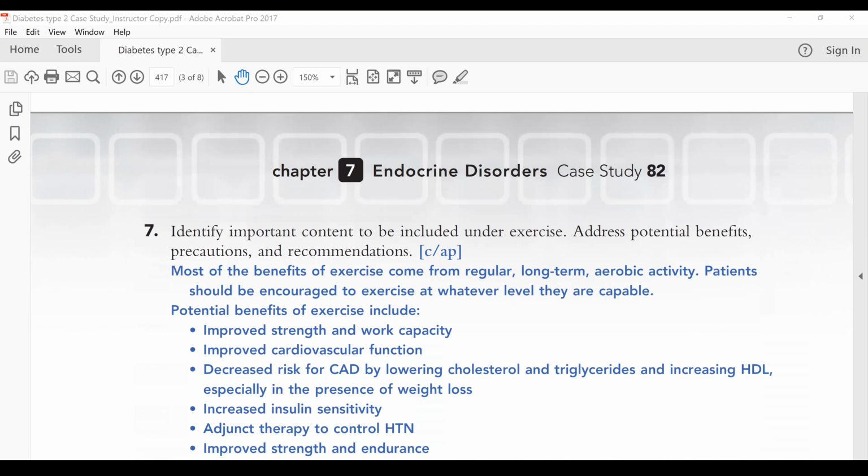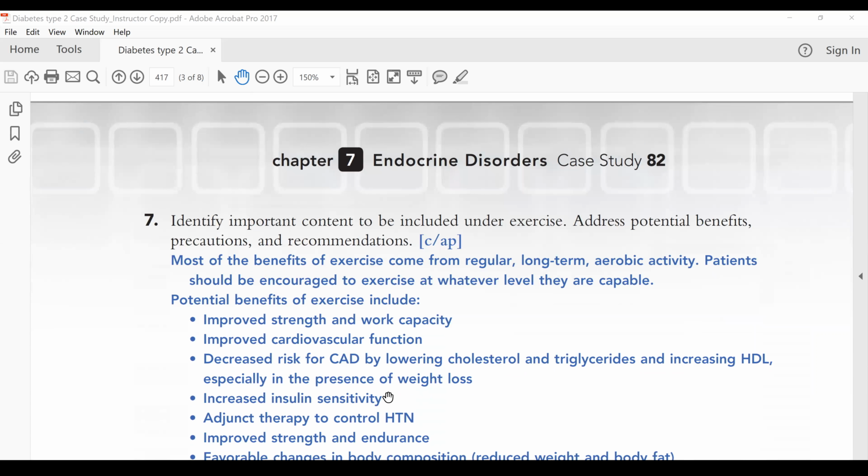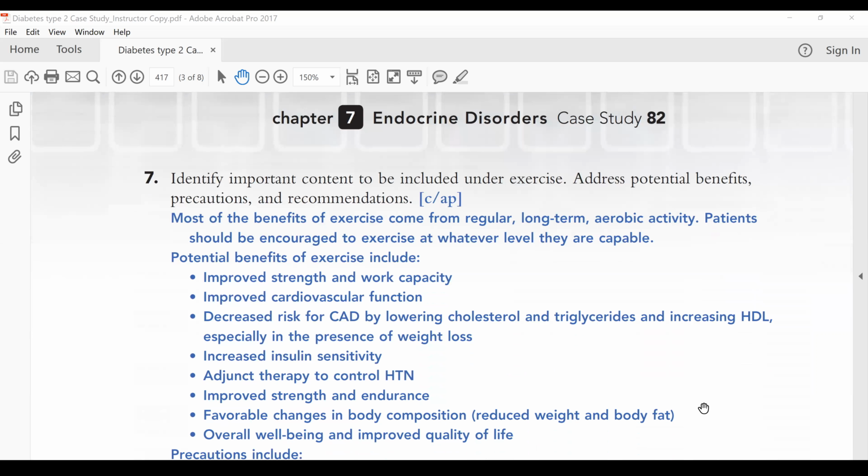Okay. Other therapies to control high blood pressure, like decreased salt intake, staying away from deli meats, because those are high in salt, or processed foods. We did talk about the ramen noodles. So things that are high in salt, have a high salt content. Check the labels. And then build strength and endurance. Other changes for the body composition would be to reduce weight and body fat, just kind of improving the health overall. Those are all the potential benefits.